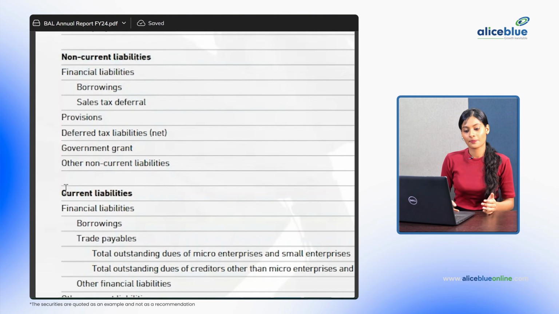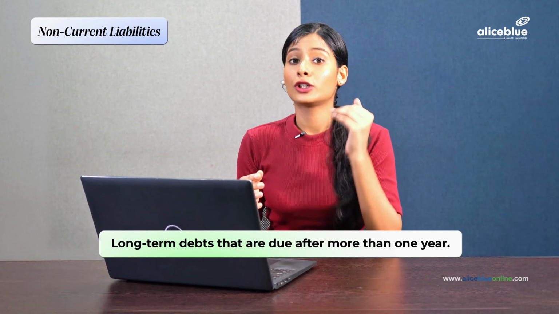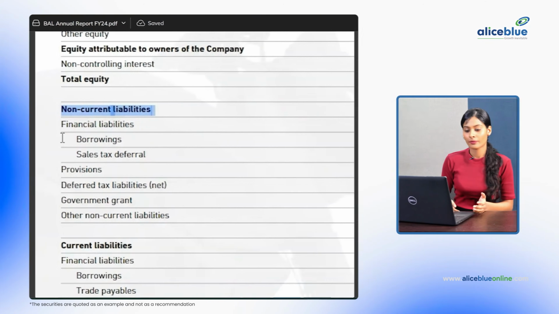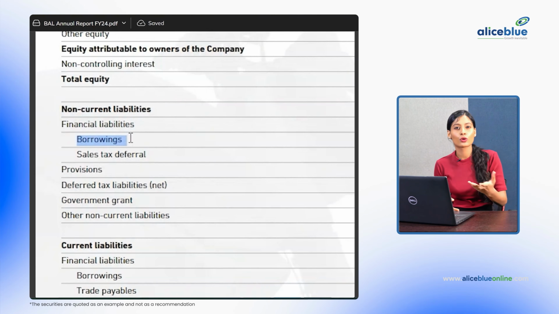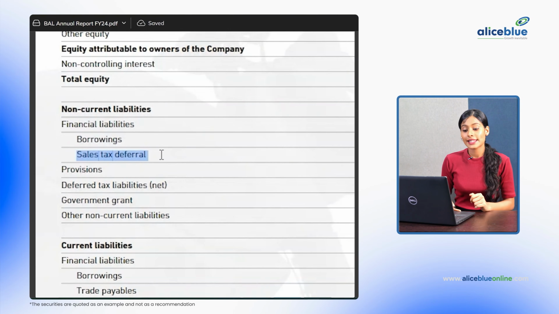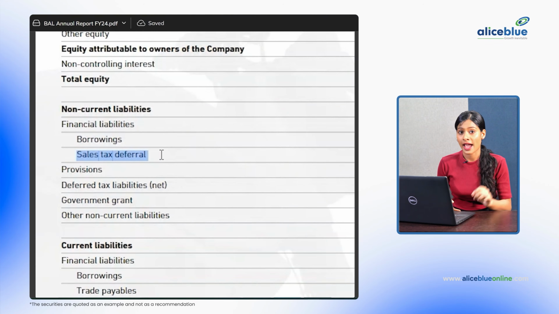Then we have the liability section, which is again split into two sections, the non-current and current liabilities. Non-current liabilities are long-term debts that are due after more than a year. Borrowings can be the loans or the bonds that the company can repay after 1 year. Sales tax deferral is the sales tax which needs to be paid to the government.